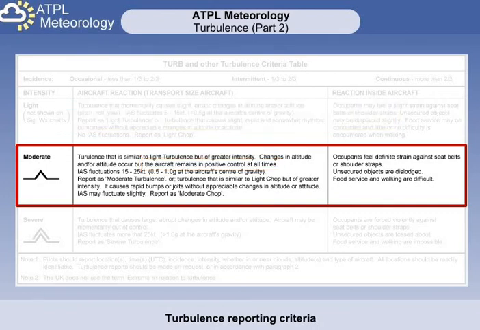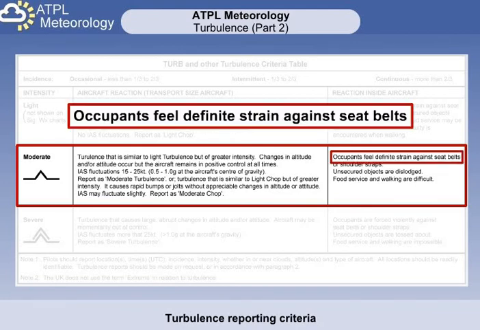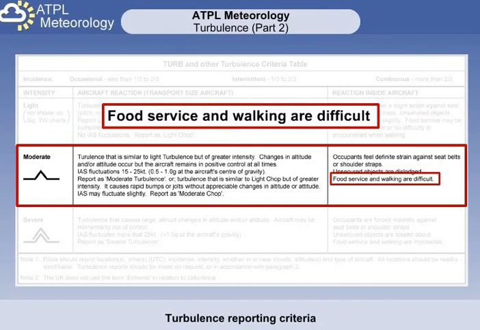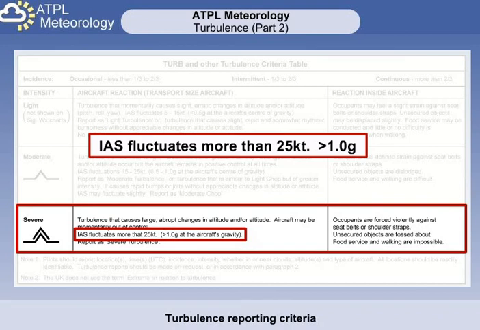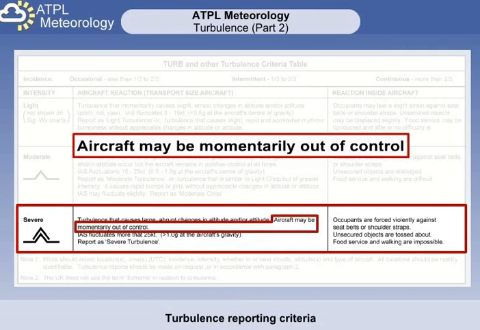Looking at the reaction of the occupants, we would report moderate turbulence any time passengers feel definite strain against the seatbelts, if objects are dislodged, and food service and walking is difficult. Before we finish, let's briefly examine severe turbulence. Notice that indicated airspeed fluctuations and G changes are far greater than that for moderate turbulence. And more importantly, the aircraft may be momentarily out of control. Because this situation is very serious, immediate diversion is necessary.